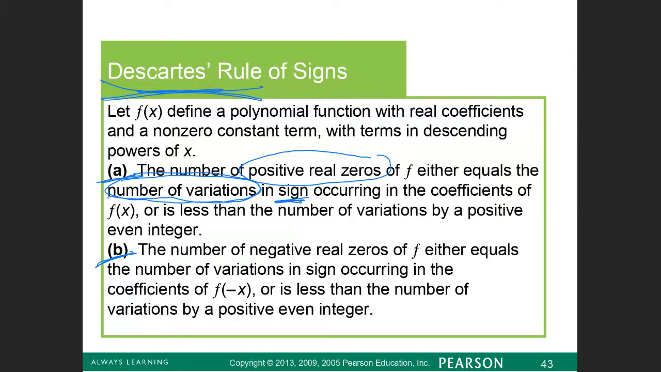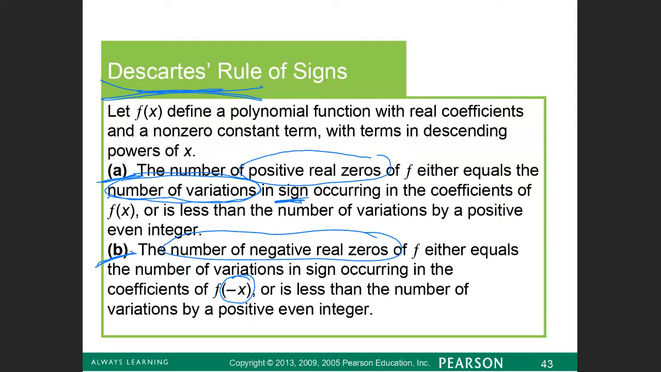And for the number of negative real zeros, you're just plugging in negative x to your f of x and then doing the same thing. Same as letter A, you're counting the number of changes or transitions from a plus to a minus or a minus to a plus. Okay?